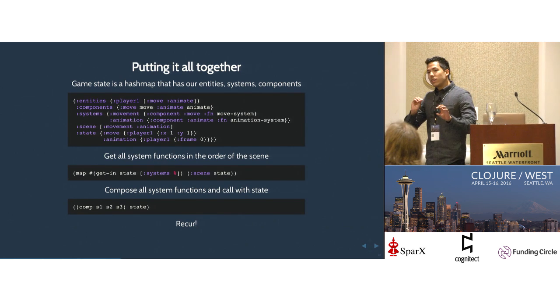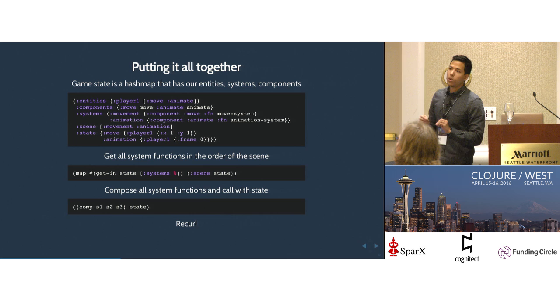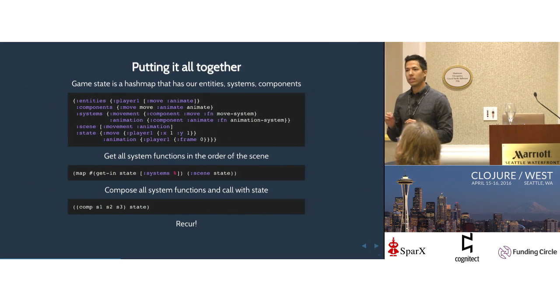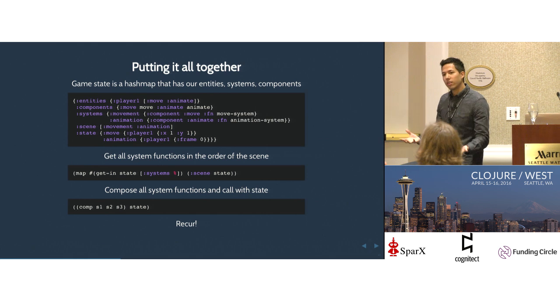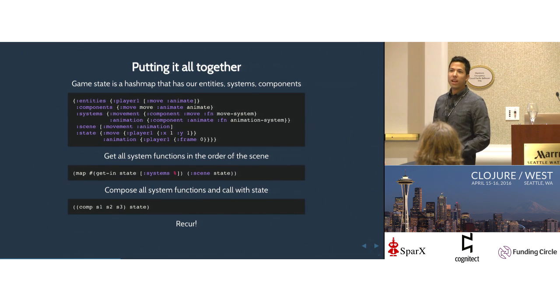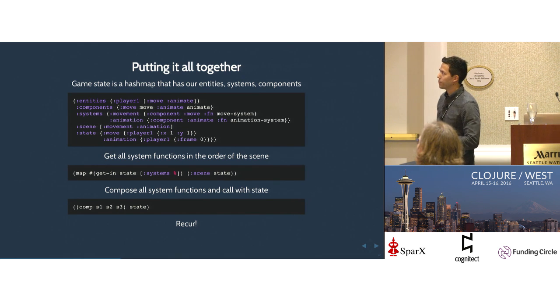So we've seen how we can describe entities, components, systems, and a scene using this data and functions. But we need something that's actually going to put it all together, right? So what is the actual game? How does it actually run? How do we put it together?